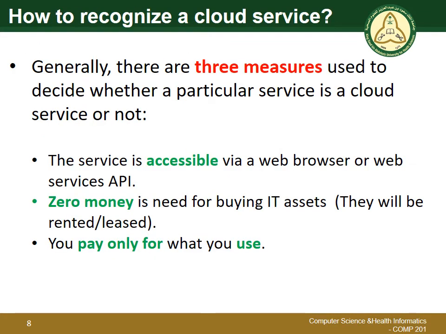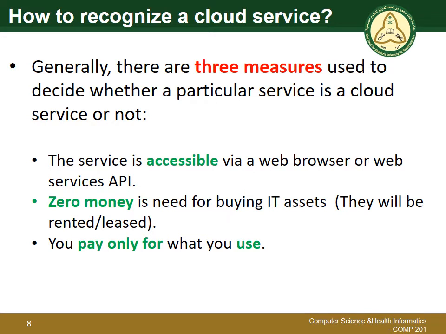Now, generally speaking, there are three measures to recognize cloud services. The first one is that the service you consume is accessible via a web browser, of course, via the internet, because you want to access it over the internet, or a web service API, application programming interface. What does that mean? It is basically a service that is ready to be consumed. This is the APIs.